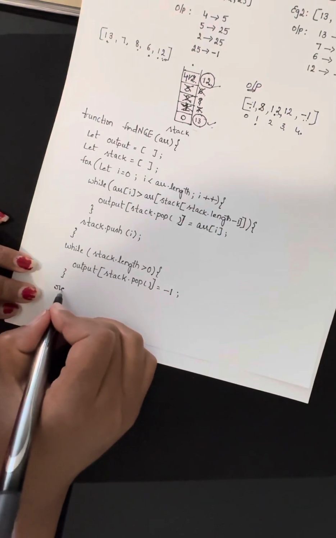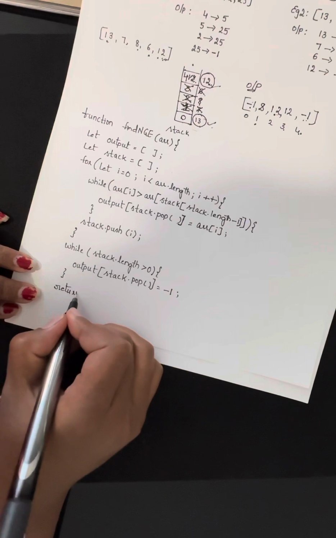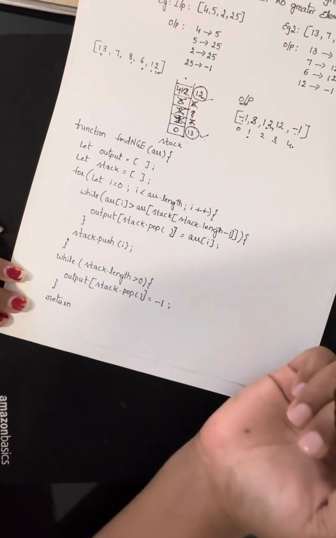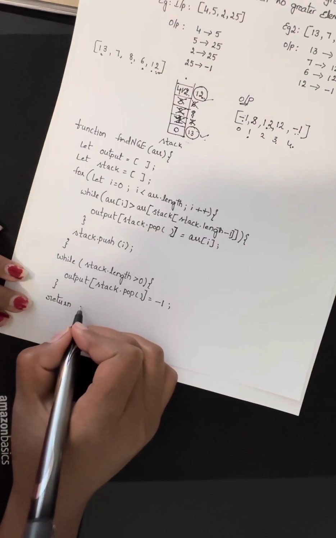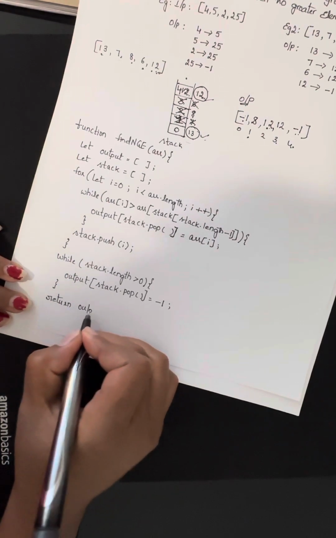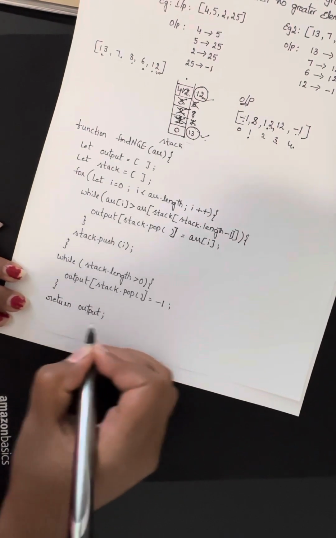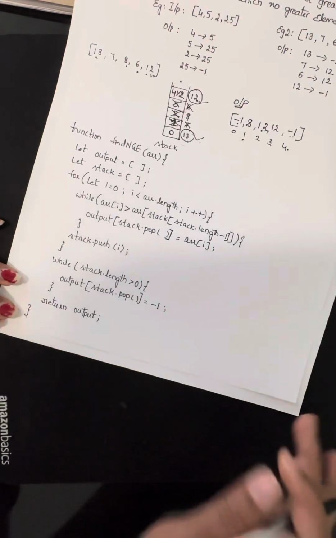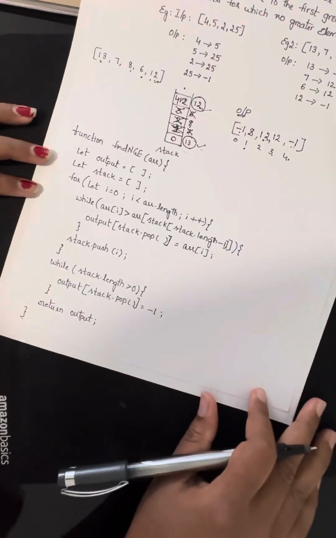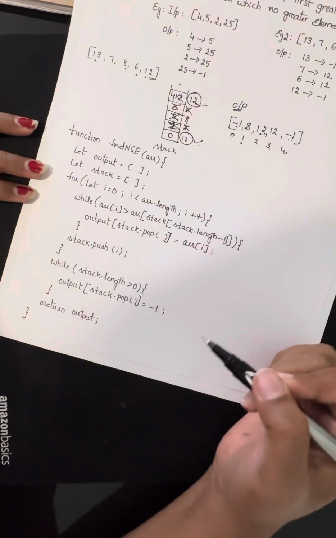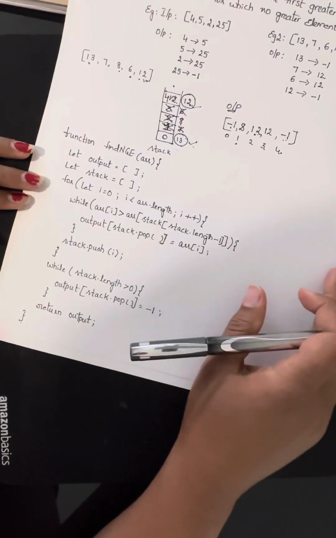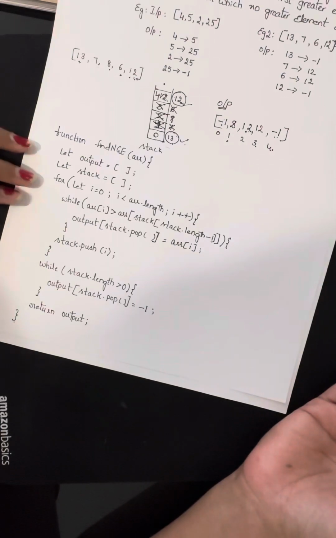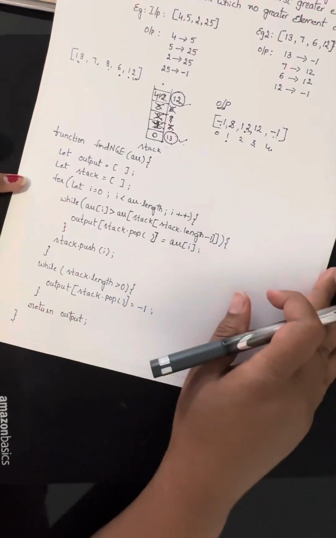Now we'll just return the output array, which contains all the next greater elements for each element of the input array. Return output. So this is the code for implementing this, to know the next greater element for each element in the input array.